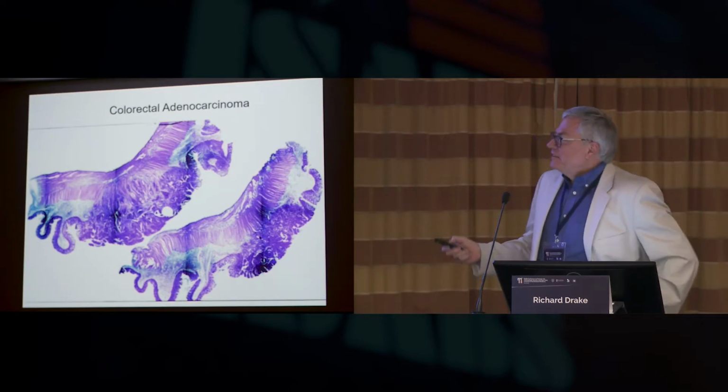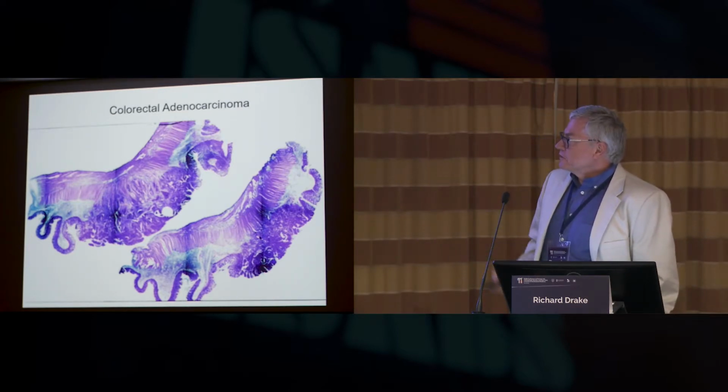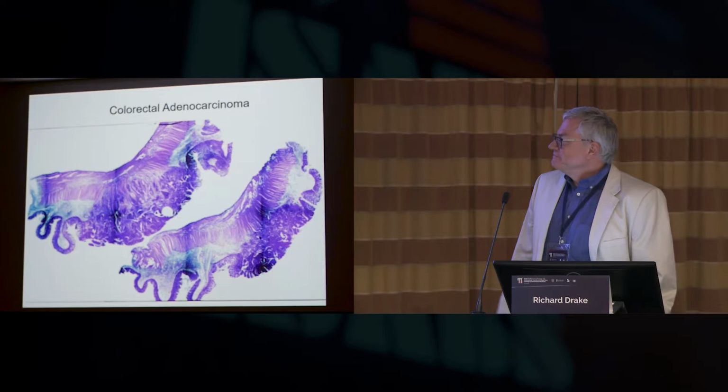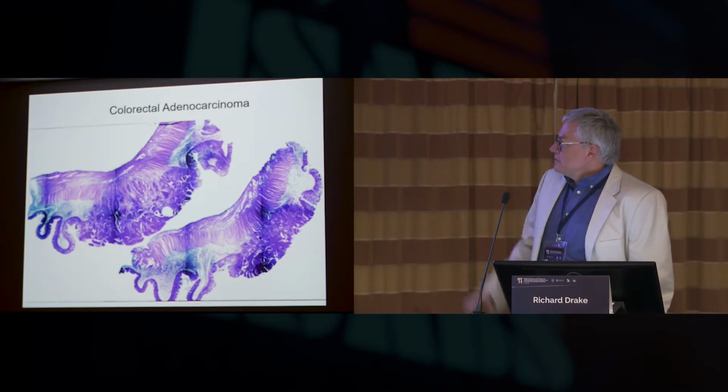Anyway, here's a better data example. We like this colon cancer tissue. You can see the nasty tumor growing into the muscle and growing out from the muscle. And it's got a lot of nice features.